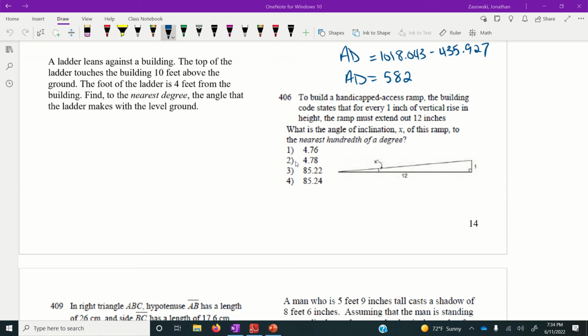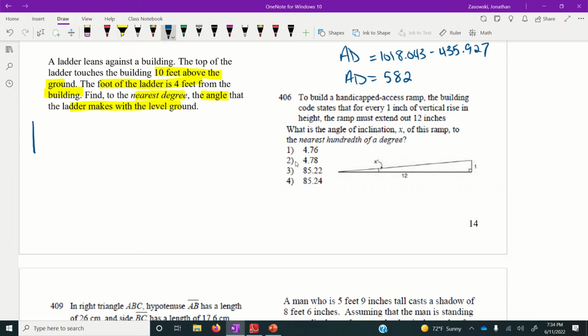All right, so starting on to the next one here. A ladder leans against a building. The top of the ladder touches the building 10 feet above the ground. The foot of the ladder is 4 feet from the building. Find the angle that the ladder makes with the ground, to the nearest degree.